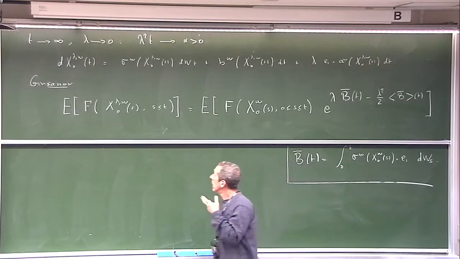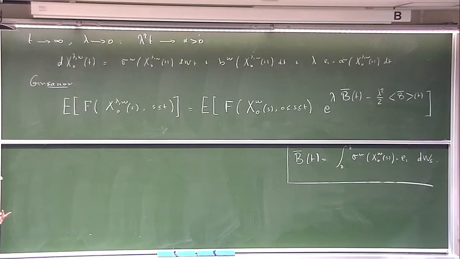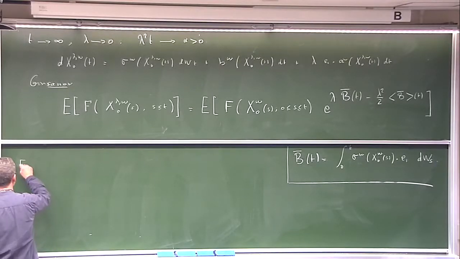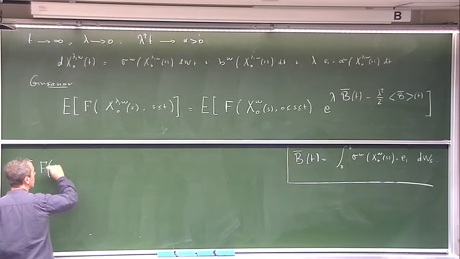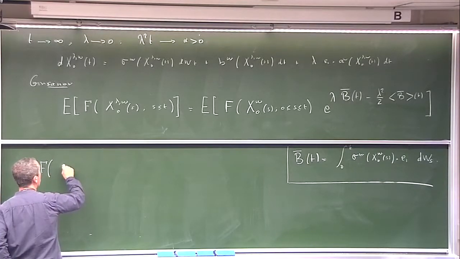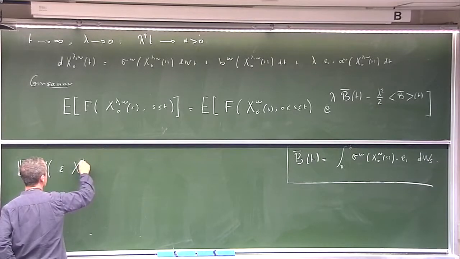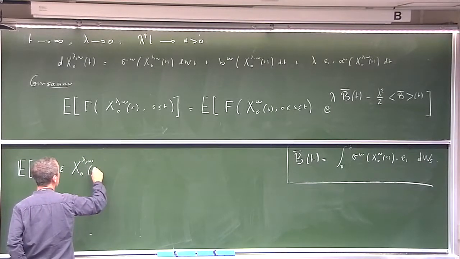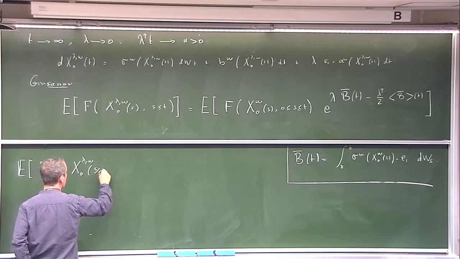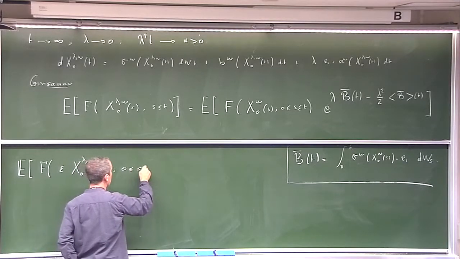Okay. Now, let us use this formula in order to get the scaling limit. So now I'm going to take the expectation of some function. So f is a nice function, a continuous function on path space. And I'm applying it to the rescaled process. So I put an epsilon x lambda omega 0 at time s over epsilon squared, where s varies between time 0 and time t.